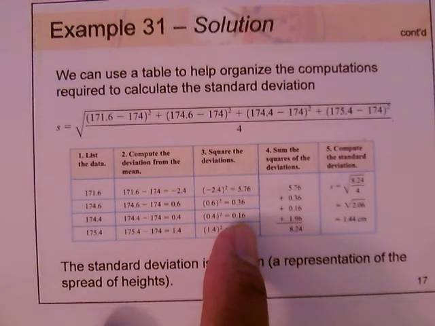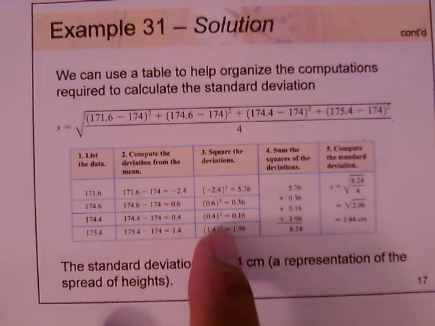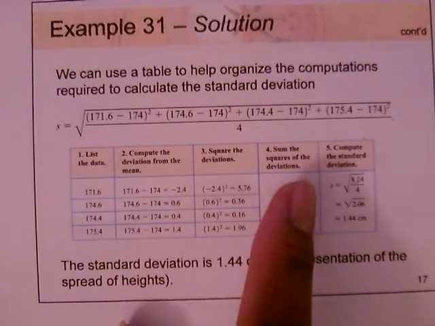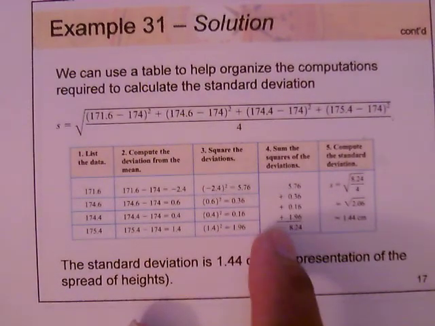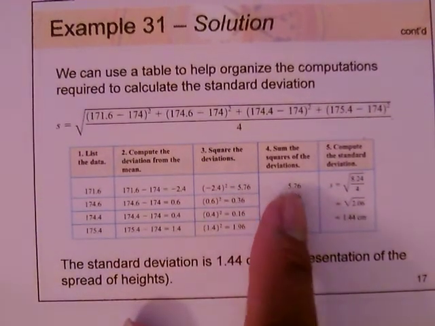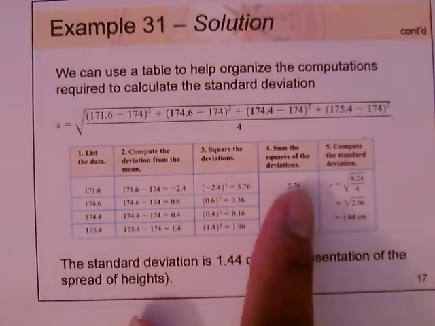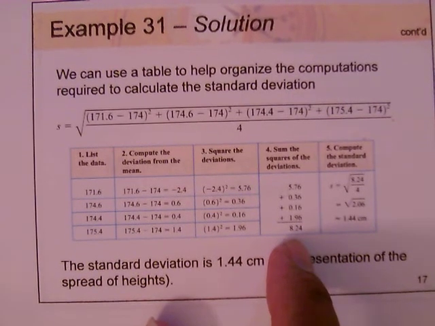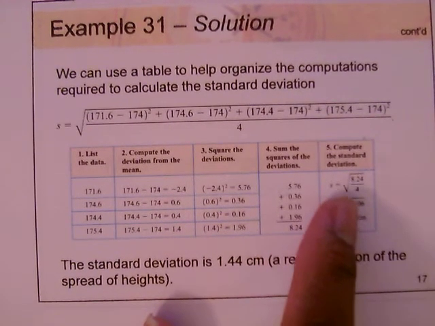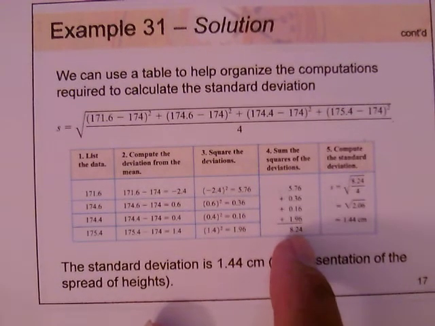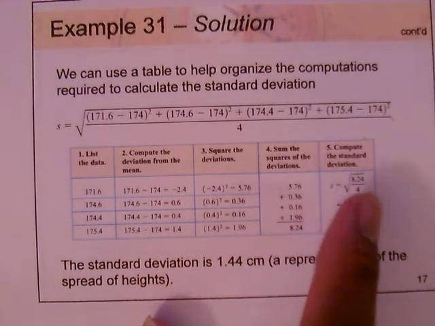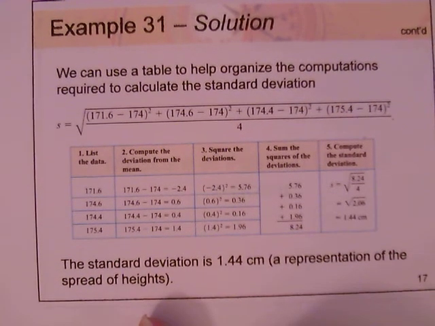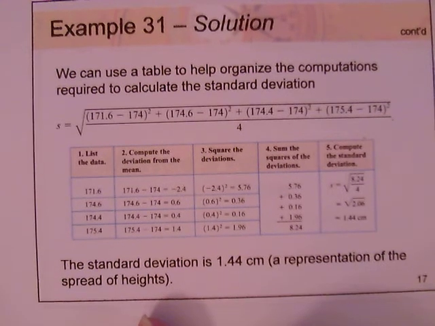0.16. And then 1.4 and u squared would be 1.96. And then here they took the sum of the squares of the deviations. They added those numbers together that we got in column 3 to get 8.24. And then they computed the standard deviation, which is the square root of the sum of the squares of the deviations, that's 8.24, divided by the number of data values that you have. In this case, it's going to be 4. So 8.24 divided by 4 will be 2.06.